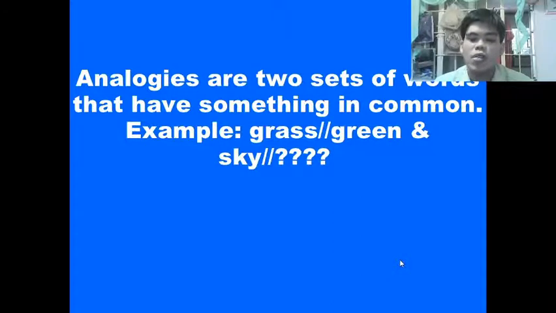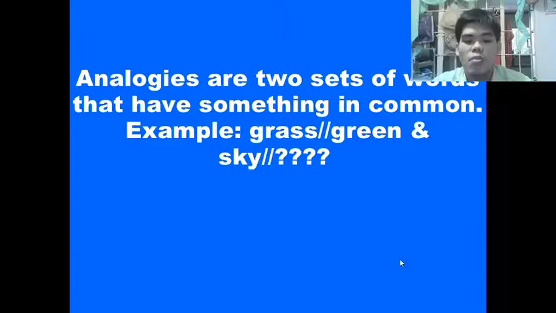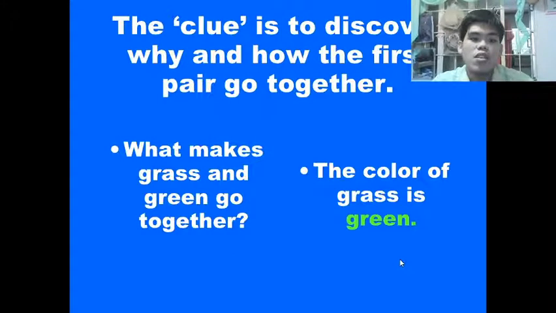For example, we have grass, so it is green, and sky, of course. What is common for the sky? It's called color blue, so sky is blue. The clue in discovering analogies is to discover why and how the first pair go together.